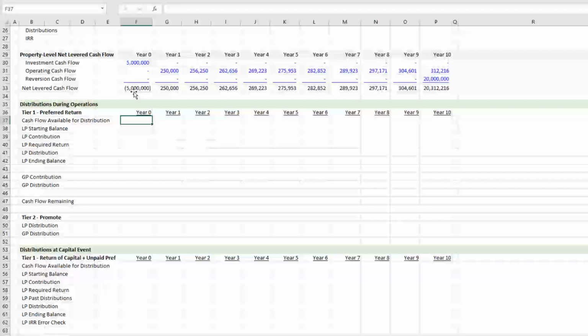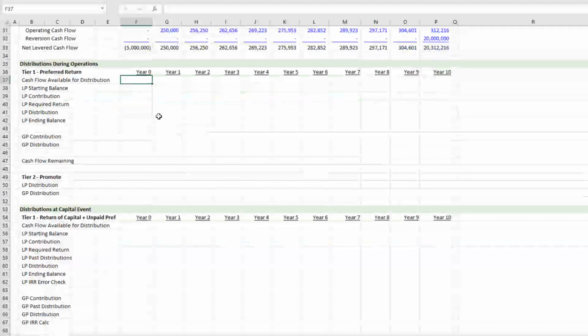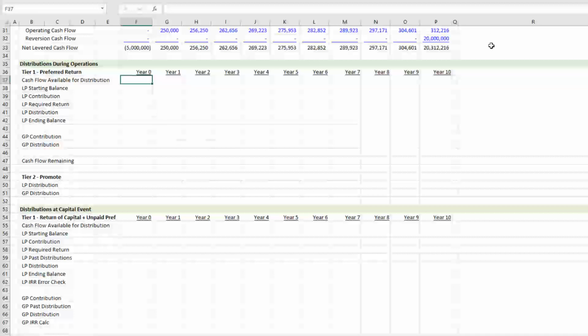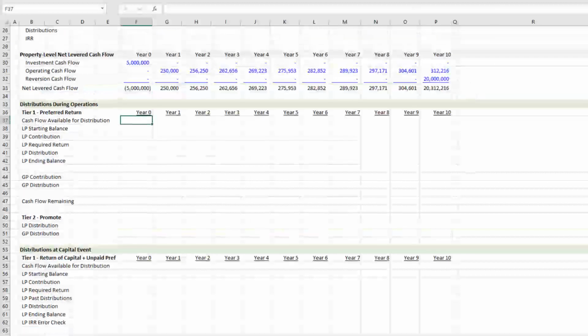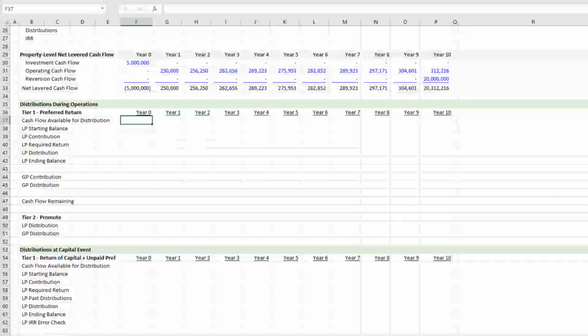We're 18 minutes into this video. We can finally begin the waterfall. So the first row that I like to have in my waterfall is cash flow available for distribution. Again, this is during operation. And what cash flow is available for distribution? It's simply our operating cash flow. So I link that cell to this cell.